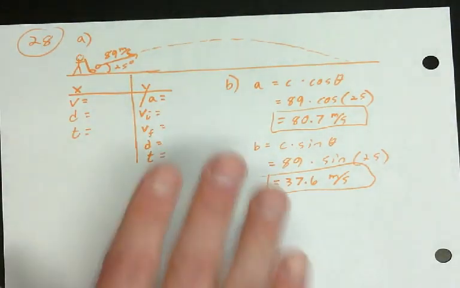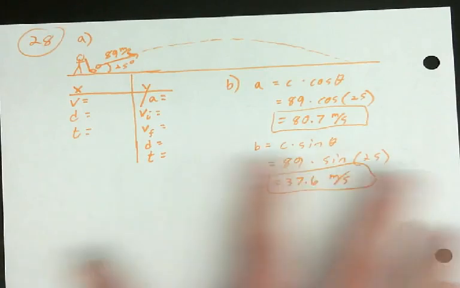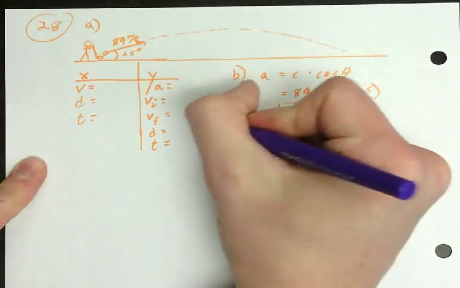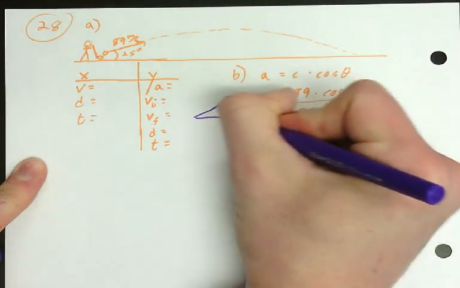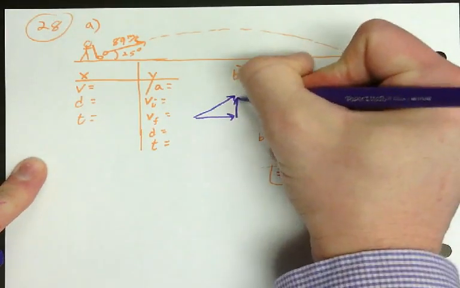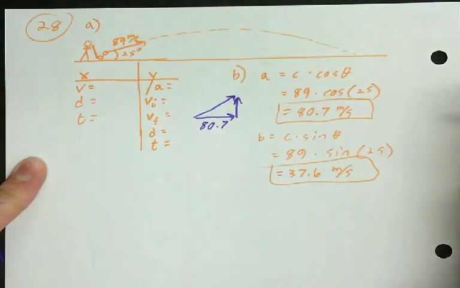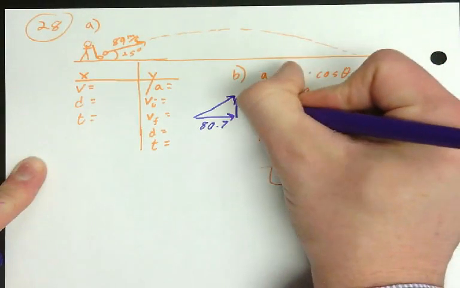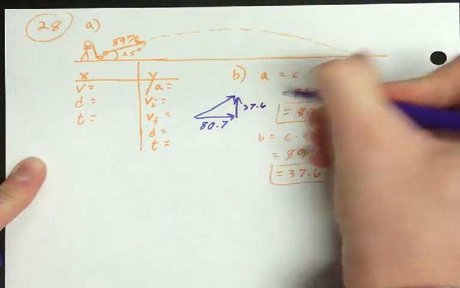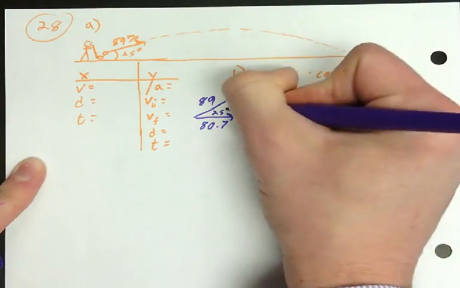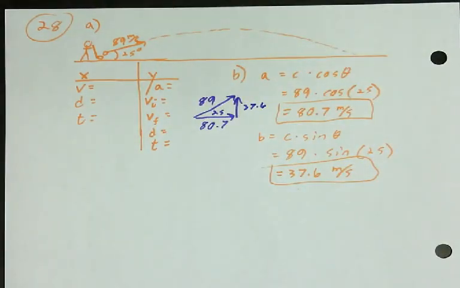As I go, I like to fill out the chart as I'm doing things. So once I found these A and B values, I can start filling out the chart from here. So here was my triangle. A was 80.7, B was 37.6, C was given, it was 89, and theta was the angle, 25 degrees. So there's my triangle.